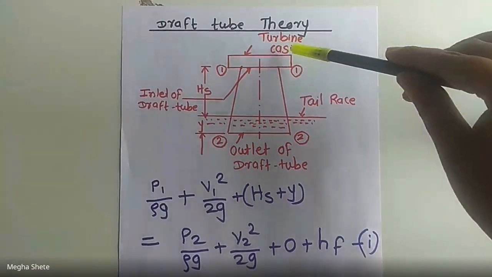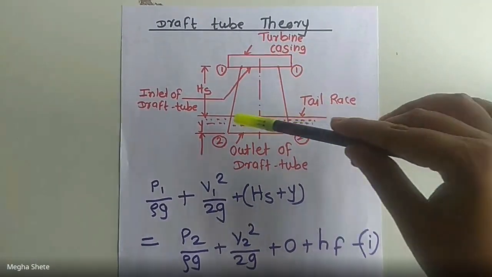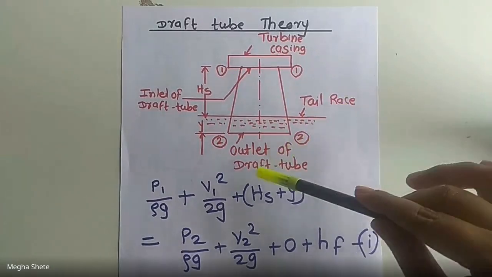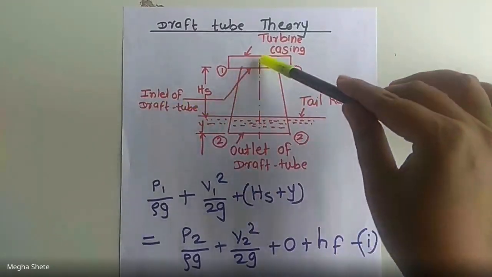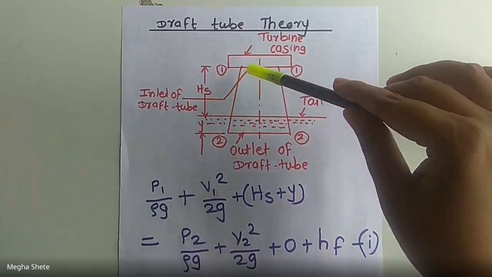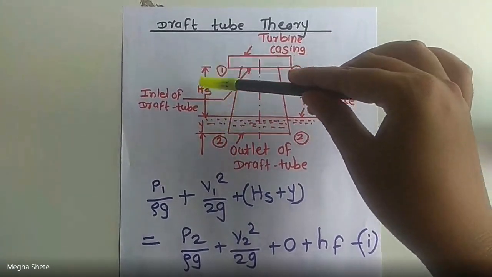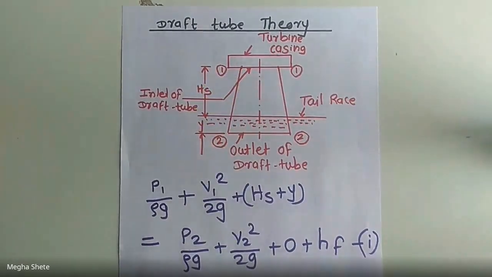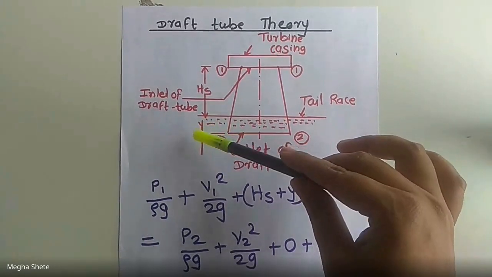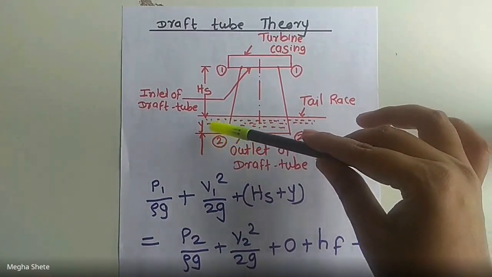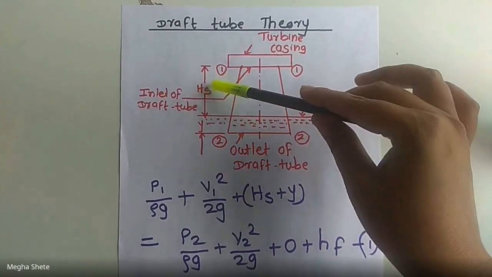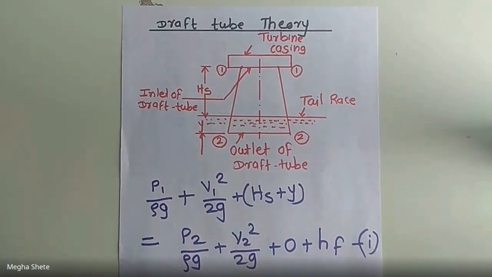Okay. This is the turbine casing. This is the tail race. This is the outlet of the draft tube. This is the inlet of the draft tube. This is the distance Hs, that is the vertical height of the draft tube above the tail race. Then Y is the distance of the bottom of the draft tube from the tail race. This is the Hs distance and this is the Y distance.